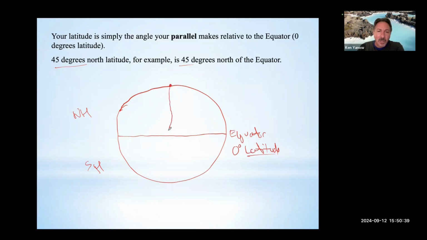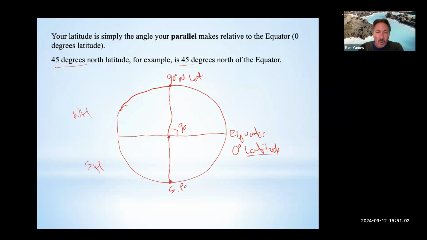Now, if I put a dot here on the very top of the Earth, and if I draw an imaginary line that goes to the center of the planet, and this imaginary line extends to the edge of the Earth, I've just created an angle. And that angle is going to be 90 degrees. Therefore, this point directly on top of the Earth is 90 degrees north latitude. It's the North Pole.